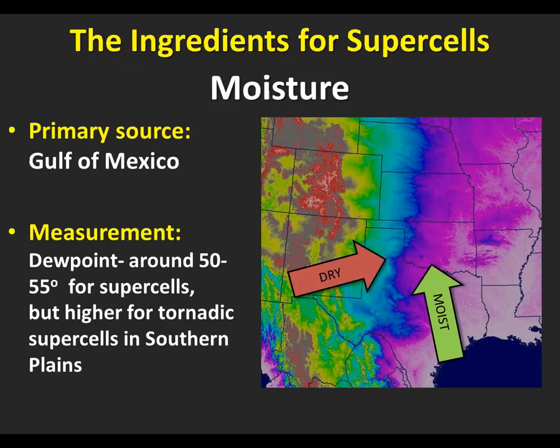Okay, so the first ingredient that we talked about, moisture. And like I already mentioned, our primary source here in the southern plains is going to be the Gulf of Mexico. And when we're looking at dew points around 50 to 55 degrees for supercells, and obviously that varies depending on the environment, but in the case for tornadic supercells, we want much higher dew points than that.